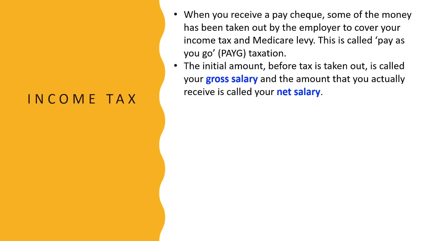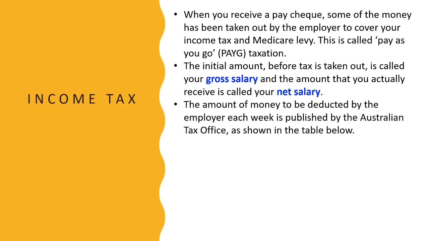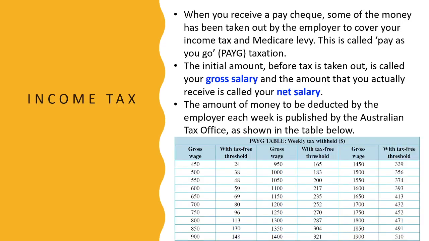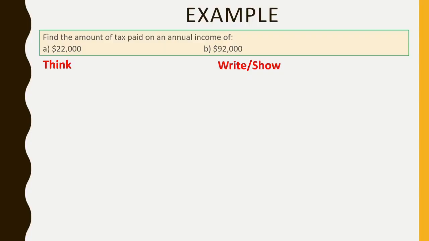The initial amount before tax is taken out is called the gross salary, and the amount that you actually receive in your bank or in your hand is called the net salary. The amount of money to be deducted by the employer each week is published by the Australian Tax Office, and we have a copy of it in this table down here.